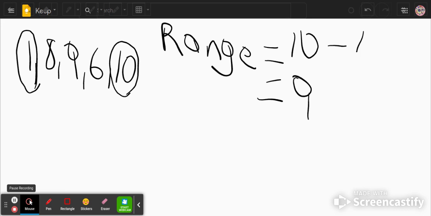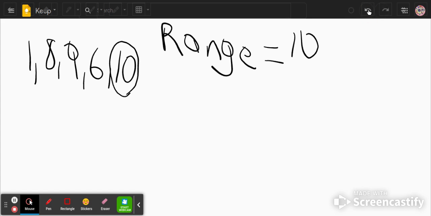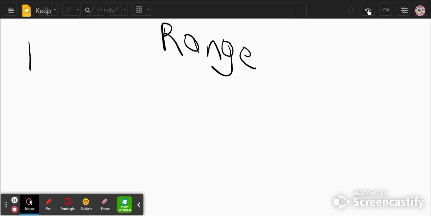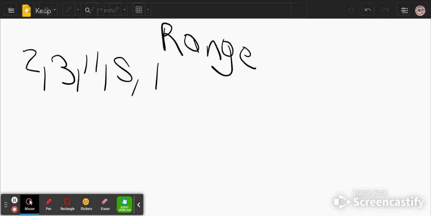So simply, mode and range would be the simpler ones, right, than mean and median, because they require less calculations. So let us do another example of range. So let's say we had 2, 3, 11, 5, and 10, right?